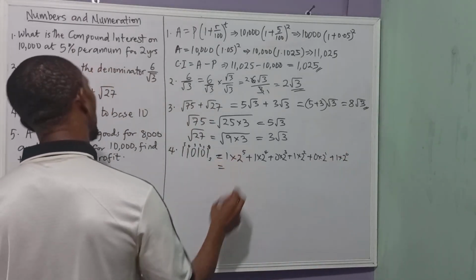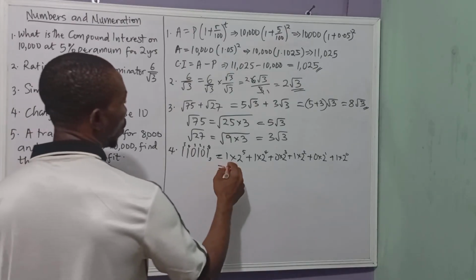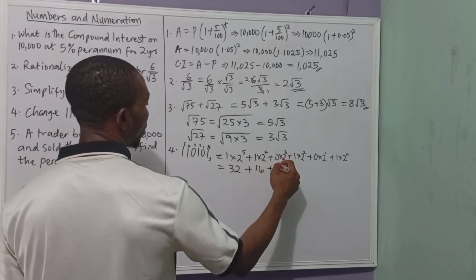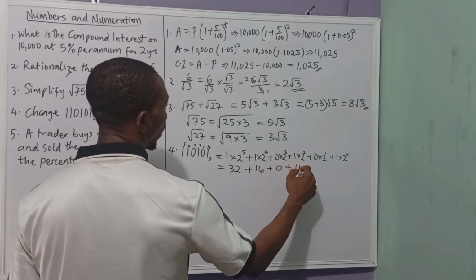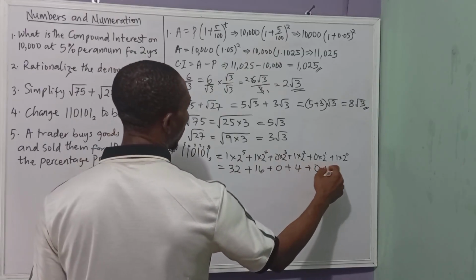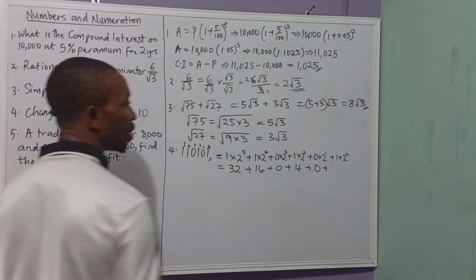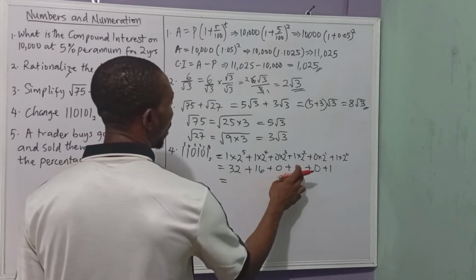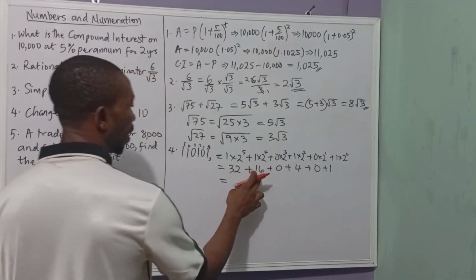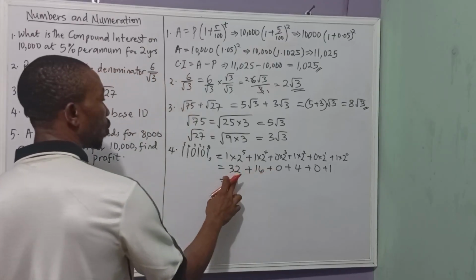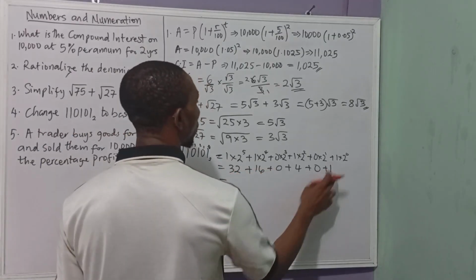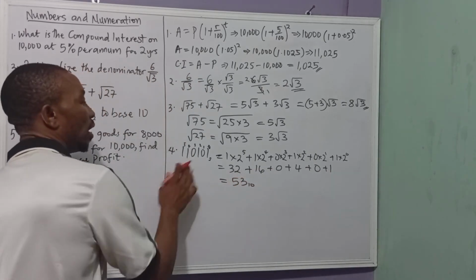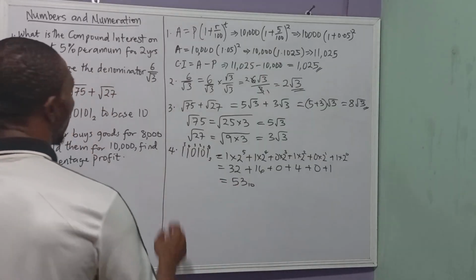Okay, so 2 raised to the power 5 is 32. 32 plus 16. Anything times 0 is 0, plus 4, plus 0, plus anything raised to the power 0 is 1. 1 times 1, 1. So this plus this gives us 20. 20 plus 32 gives us 52, plus 1 giving us 53 base 10. So this will give us 53 base 10.